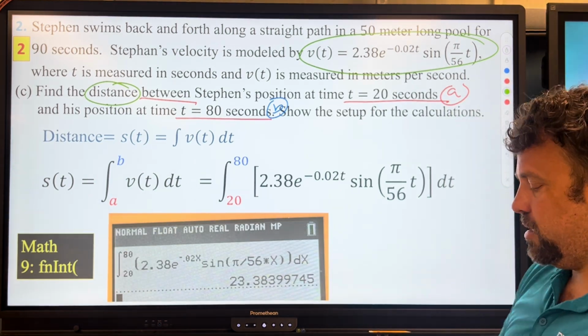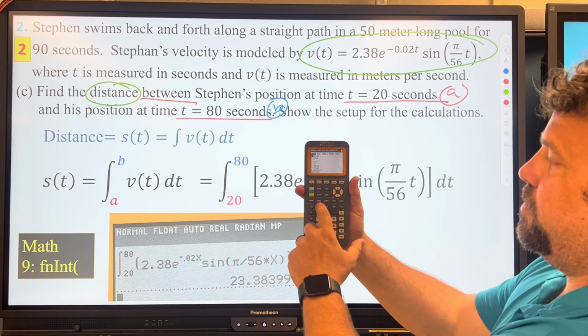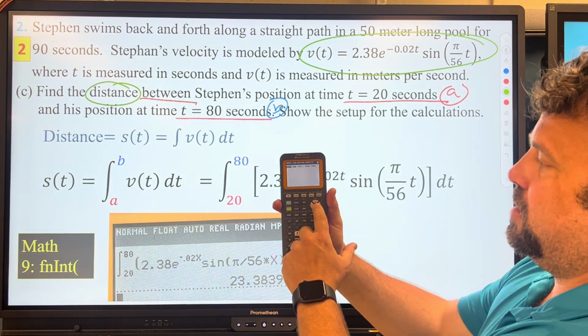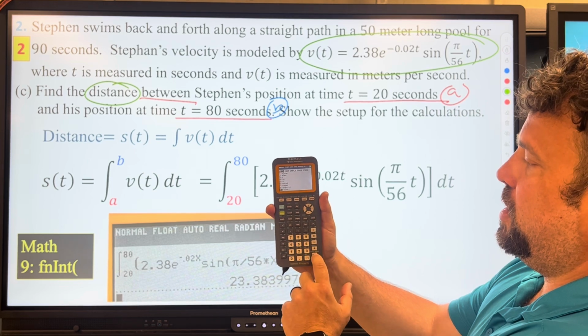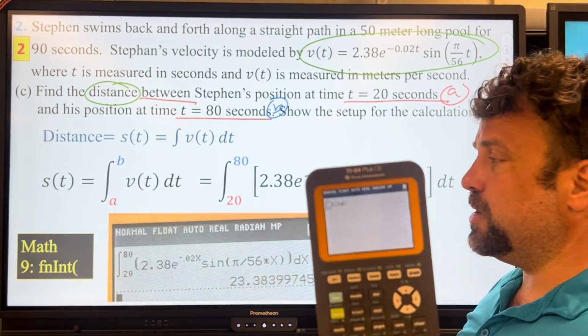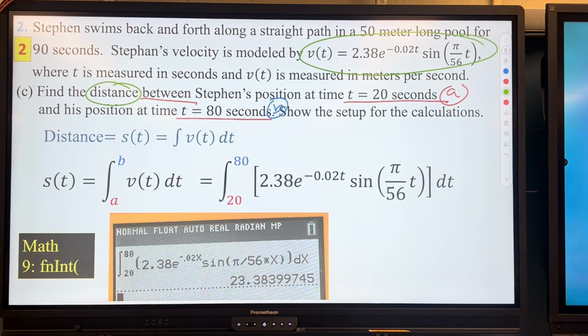And when you type it in your calculator, that's what it looks like. So on your calculator, once again, you're going to hit the math button. You go down to number 9, and you hit enter. You type in 20 and 80, and then you type in the equation. All right, and you should get 23.38 as an answer.